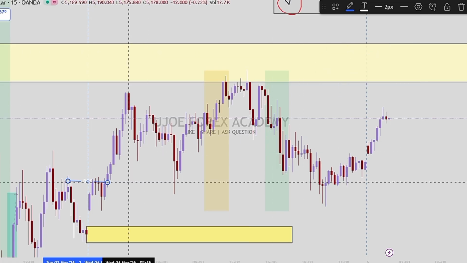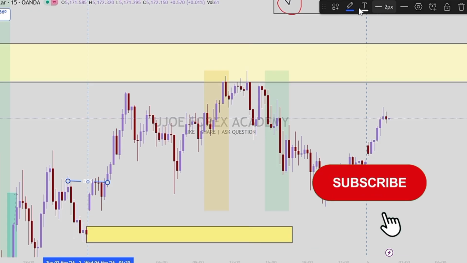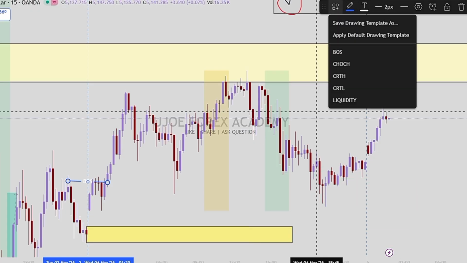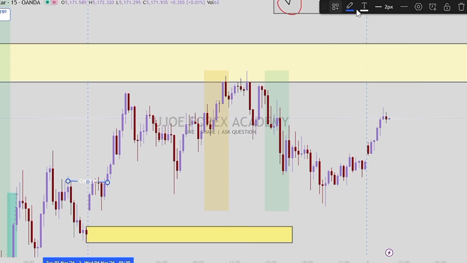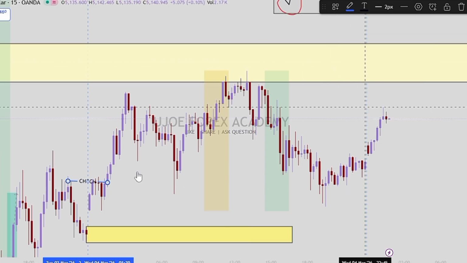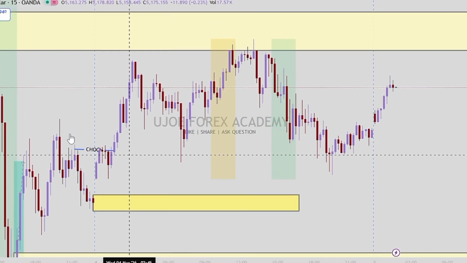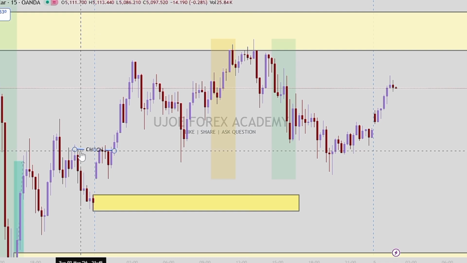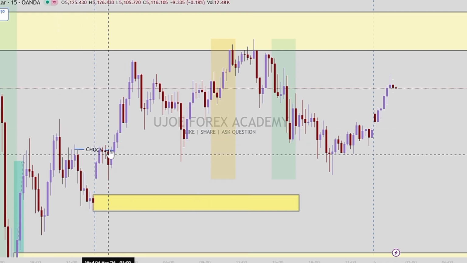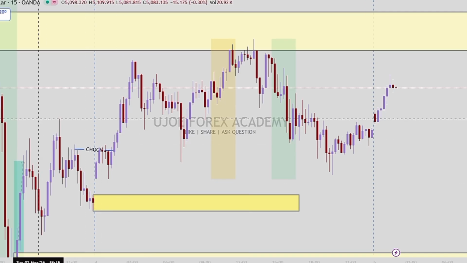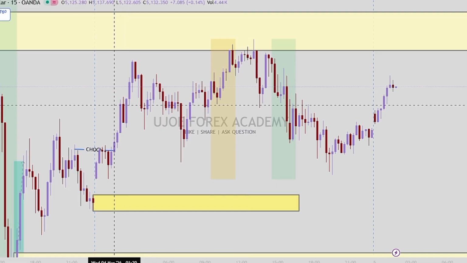Or we could say that zone is our change of character. I think that would better define this particular axis for us. The reason why it is called change of character is because price was actually bearish and all of a sudden became bullish. So it became bullish and broke beyond this liquidity here. So there's a continuation. So at this point, we could name it the change of character.